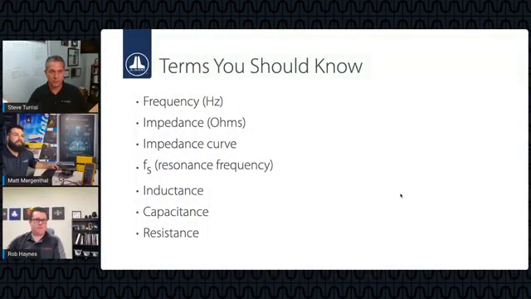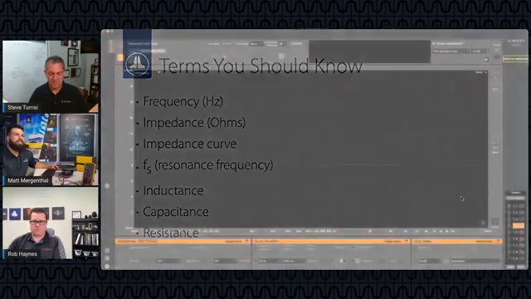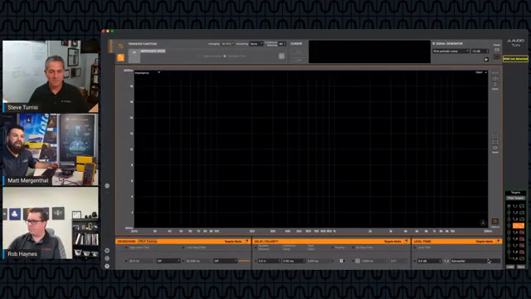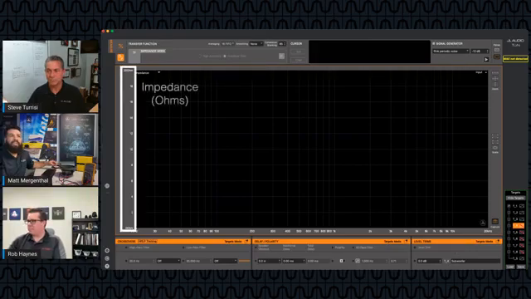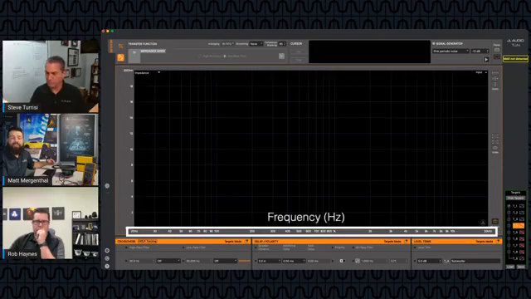No problem. So at this point, can you jump back to the keynote, Rob? Poof, there it goes. All right, so we talked about all these terms. Now we're going to get into the actual graph and show what we're looking at here. In tune, you can see that we're looking at the impedance graph. On this one, the y-axis represents impedance in ohms. So, resistance, sort of, but it's impedance. And the x-axis represents frequency in hertz.